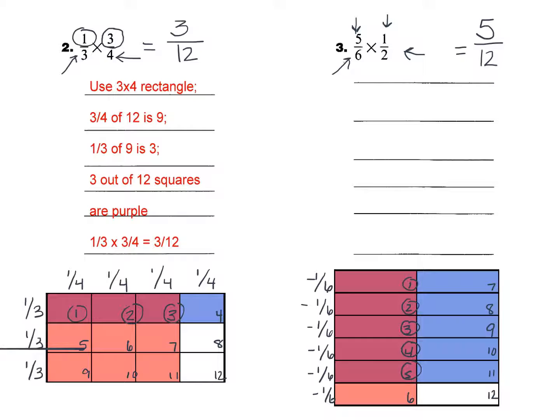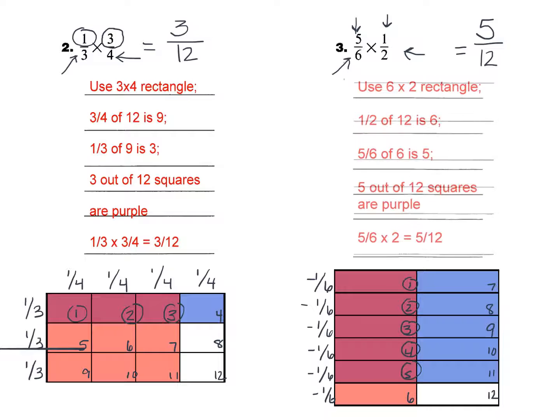For a written explanation, you could write, use a 6x2 rectangle, half of 12 is 6, 5/6 of 6 is 5. 5 out of 12 squares are purple. 5/6 times 1/2 equals 5/12.